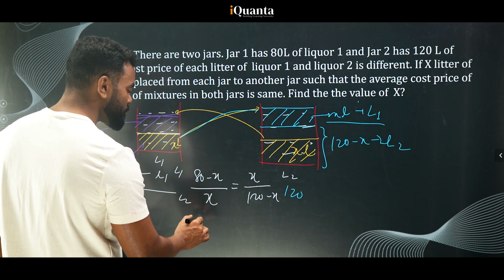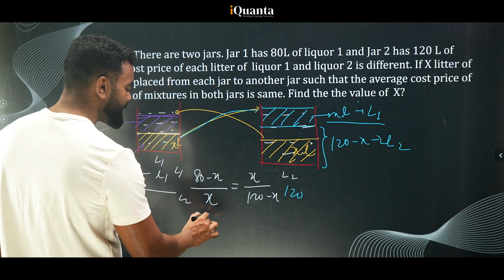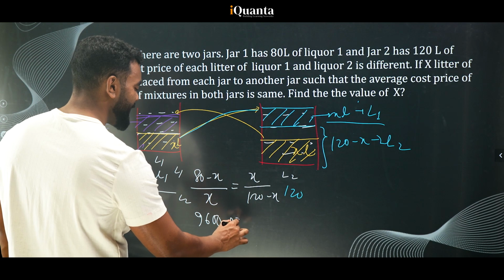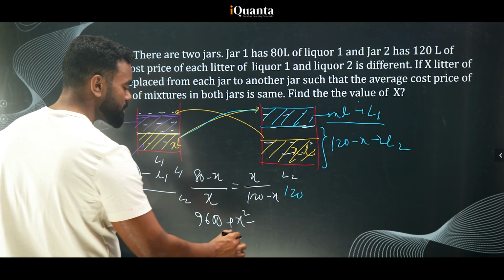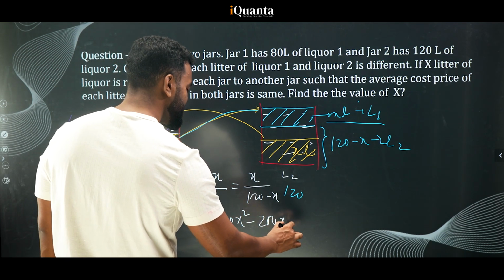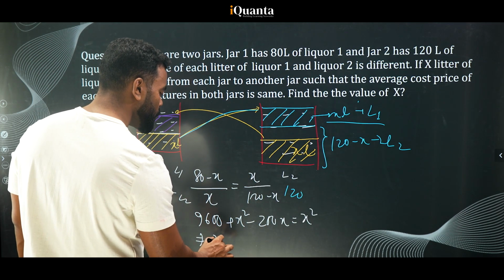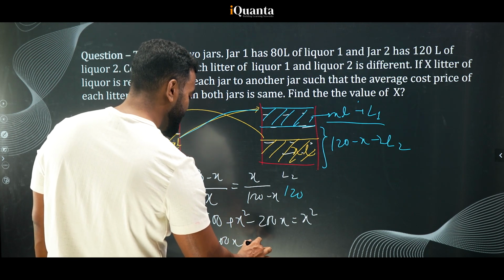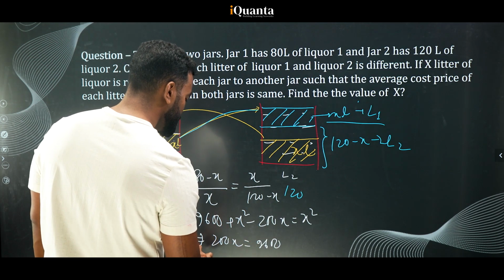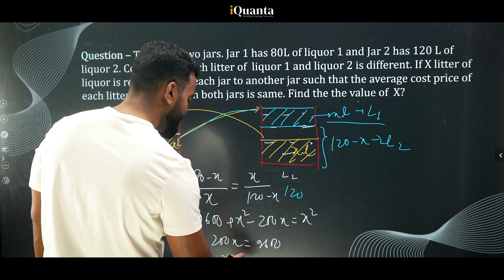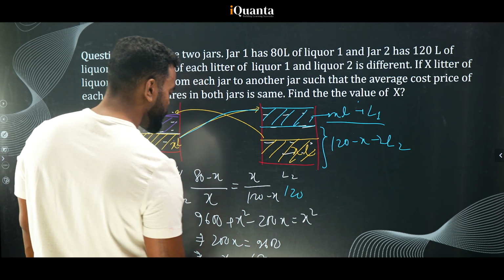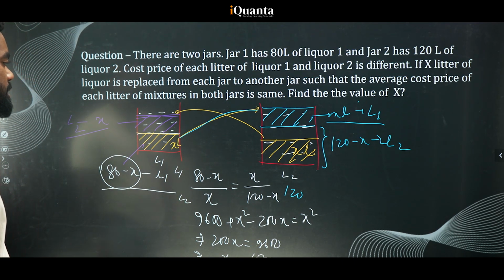So if I solve this, this is nothing but 9600 plus x square minus 200x is equal to x square. So if you solve this, you'll get 200x is equal to 9600. So what is x? x is 48. So your answer is 48. Okay? So that means you need to remove 48 liters.